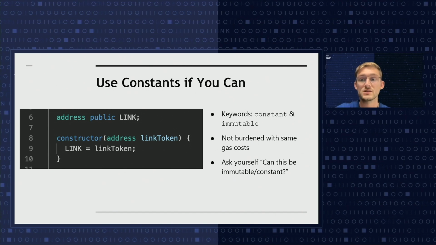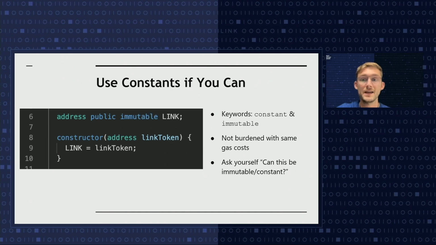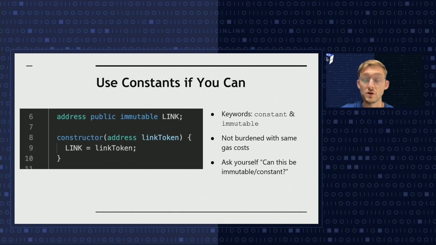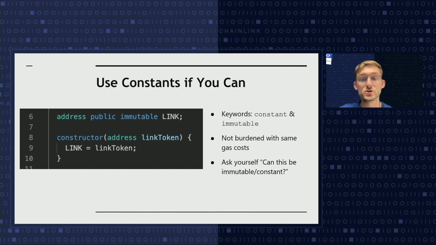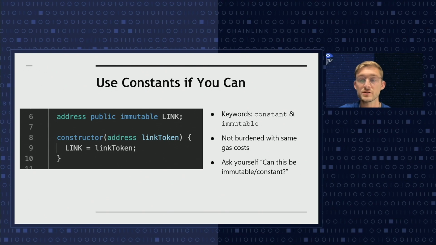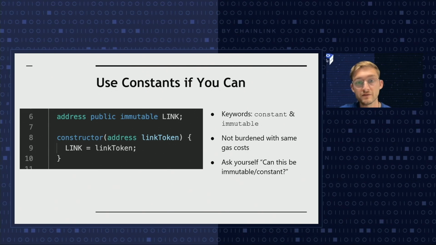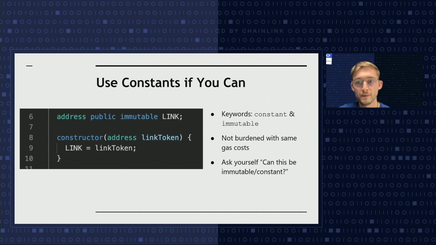So one option is to make that variable immutable. So immutable means that we can set it in the constructor, but as soon as that constructor is finished, that value that we set for link can never change again.